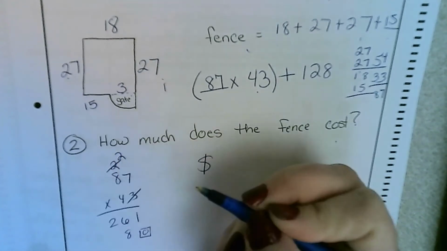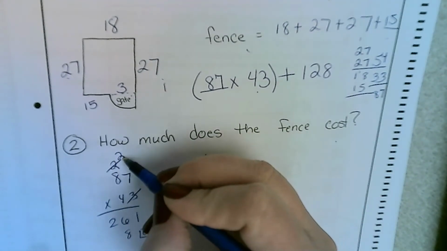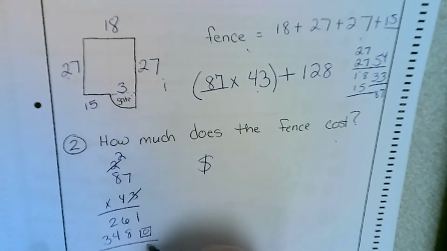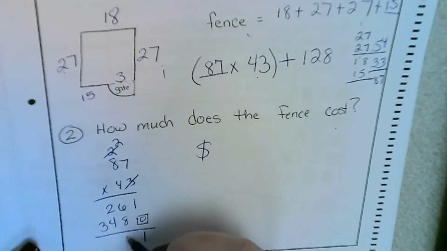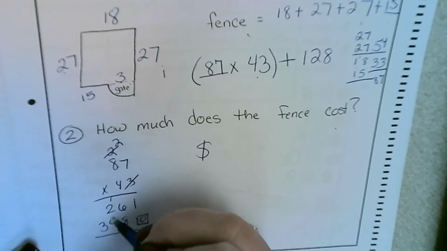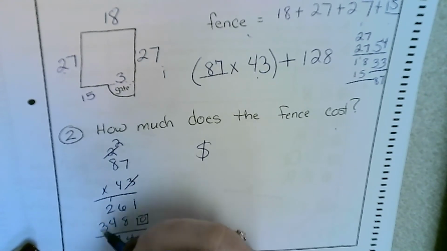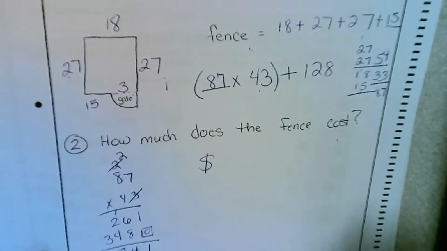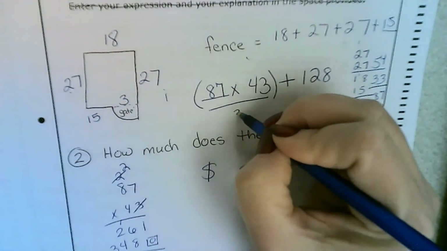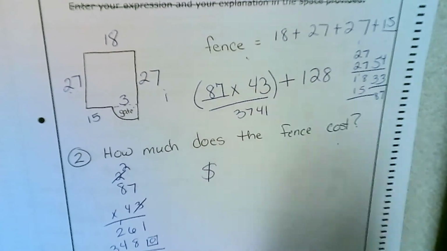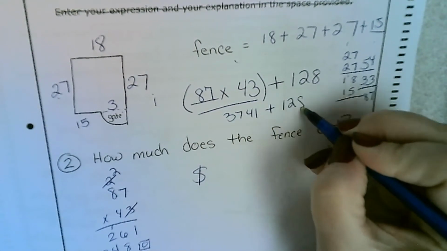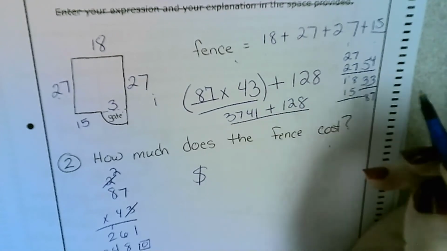4 times 8 is 32. 33, 34. Then I'm going to add 1, 4, 5, 6, 7, and 3. 3,741. So that's just this part, 3,741. Then I have to go ahead and bring down, bring down, bring down. And now I'll add these two.